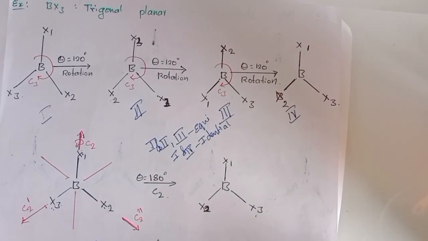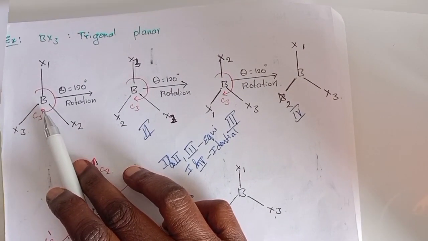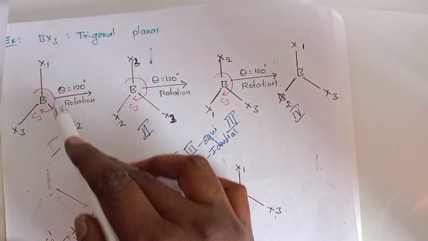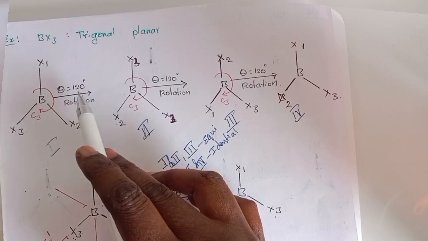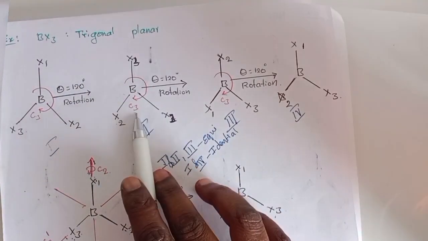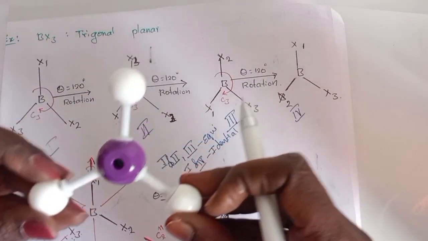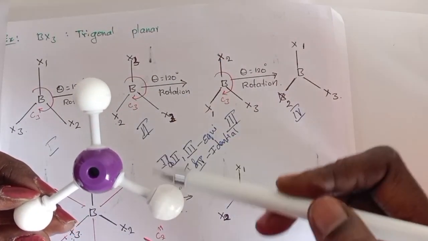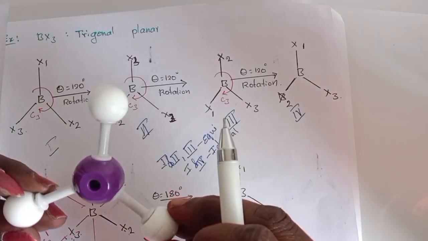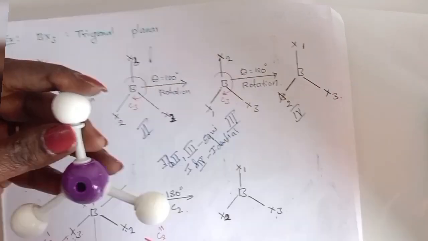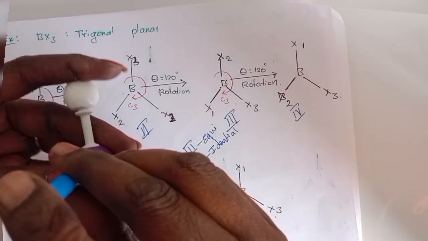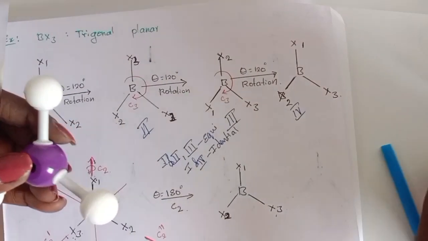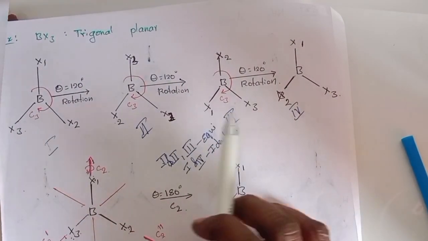Here I am taking BX3 as an example, which has a trigonal planar structure like this. B and 3 halogens are here, so the angle between the two atoms is 120 degrees. So by rotating 120 degrees, we will get equivalent structures. Here I am putting the axis through the boron, and I am rotating the molecule like this, so by rotating 120 degrees, we get the equivalent structure.